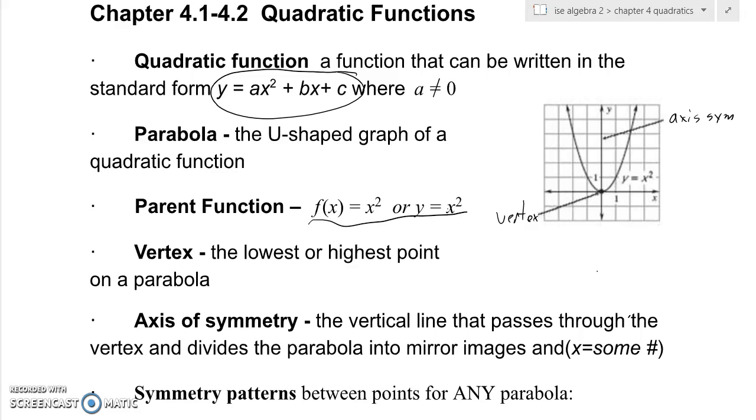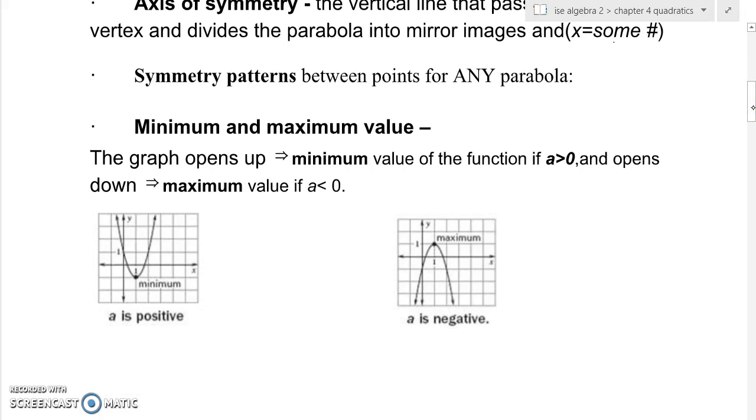around. The vertex is the highest or lowest point on the parabola, depending on whether it's a happy face or a sad face. Lowest point, highest point, minimum values for y or maximum values for y at the x-coordinate. The axis of symmetry is that vertical line that goes through it and reflects the left and right side to each other. There are symmetry patterns between points for any parabola, whether it's a happy parabola or a sad parabola, whether it's a sideways parabola or a normal parabola. Parabolas are cool.